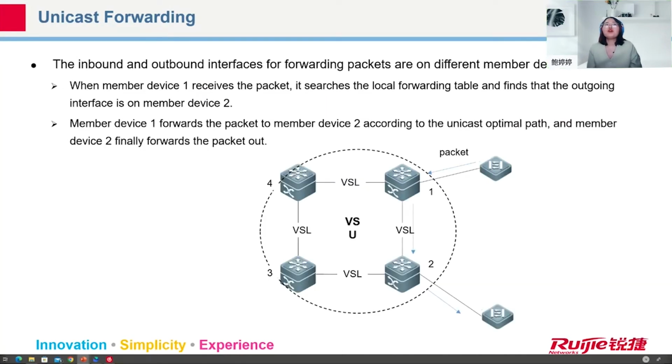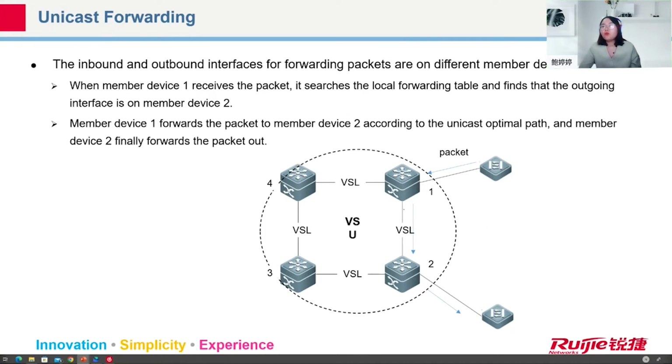And another one is unicast forwarding. Local forwarding means the same device receives the message, and the same device forwards the traffic out using a different interface. And unicast forwarding means the inbound and outbound interfaces are on different member devices. For example, like this topology.